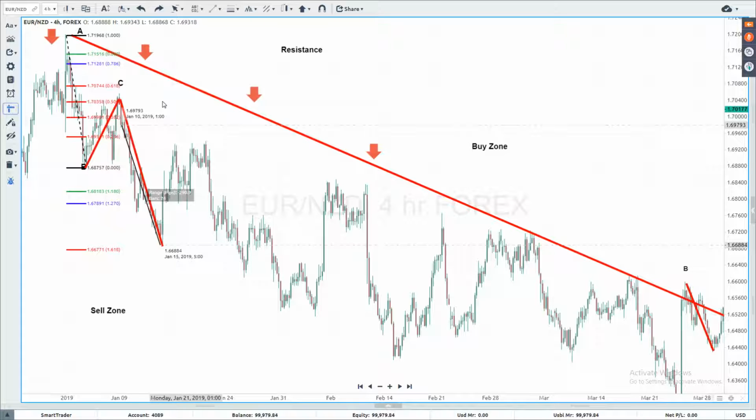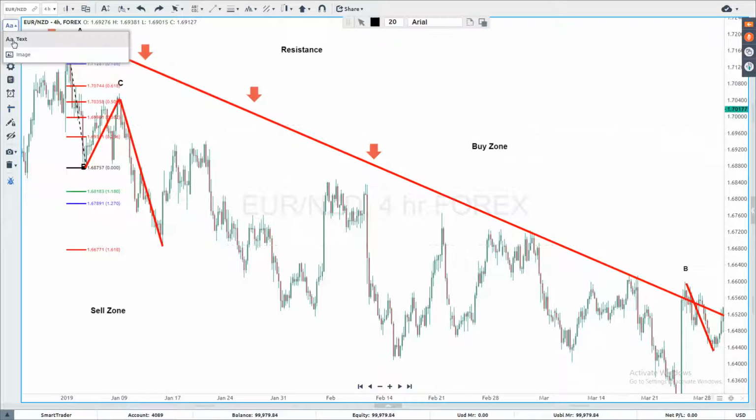Because we're not dealing with a day chart. This is a 4-hour chart. So that 290 pips occurred in 24 bars, right? 4 hours a piece means this happened in 6 days.